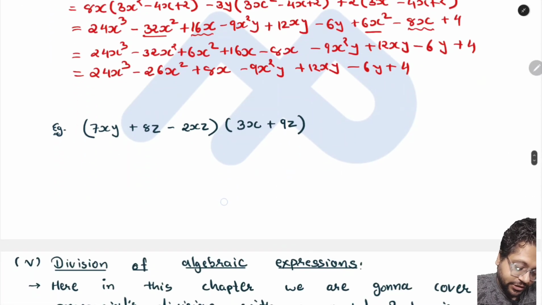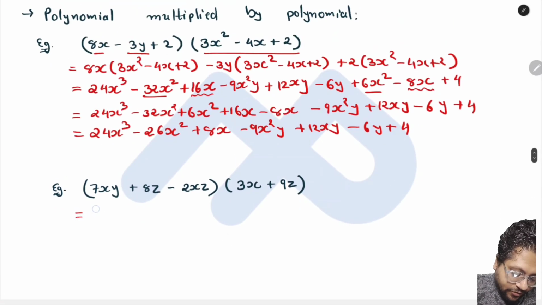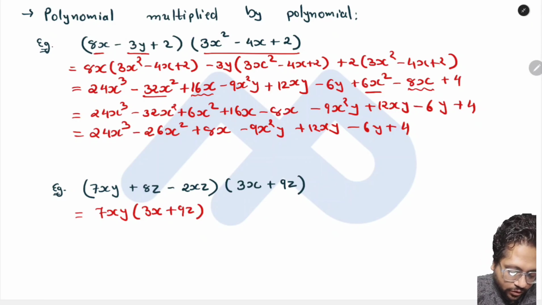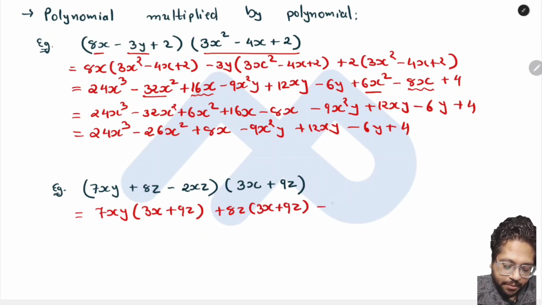Yeah. Next, so 7xy will be multiplied with the whole 3x plus 9z. This is a polynomial multiplied by a binomial, but it doesn't make any difference, it's the same method only. Plus 8z multiplied by 3x plus 9z, minus 2xz multiplied by 3x plus 9z.